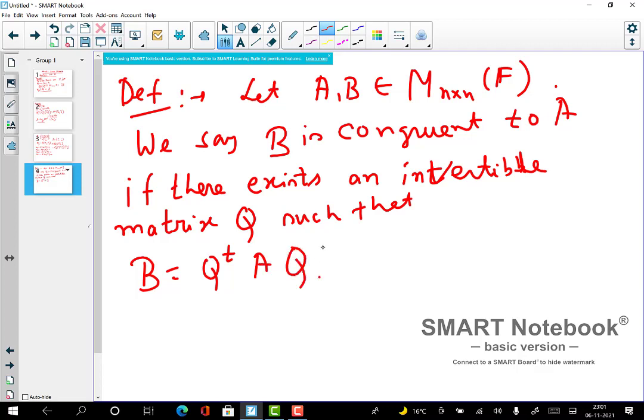In the case of similar matrices, we have Q inverse A Q. Here we have Q transpose A Q, right? There might be some matrix which is both congruent and similar, and it can be the opposite also. It can be congruent but not similar, or similar but not congruent also. Okay, so all are possible.